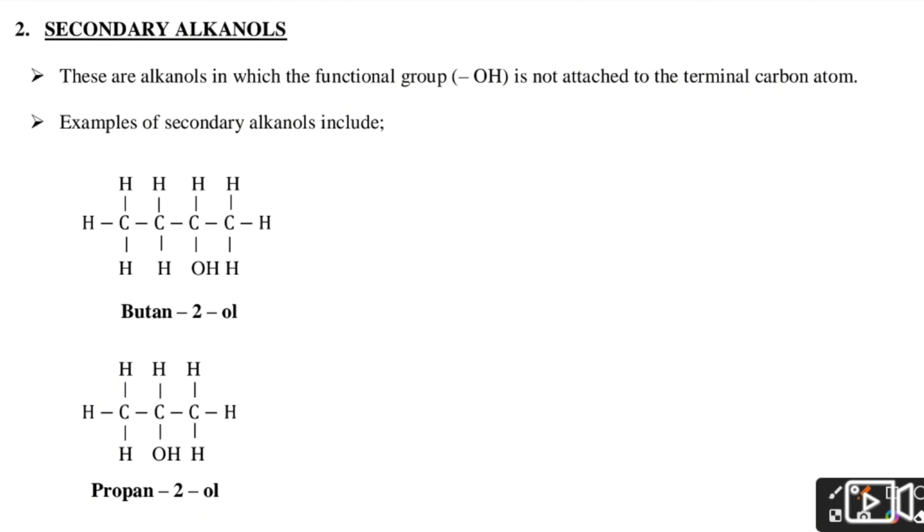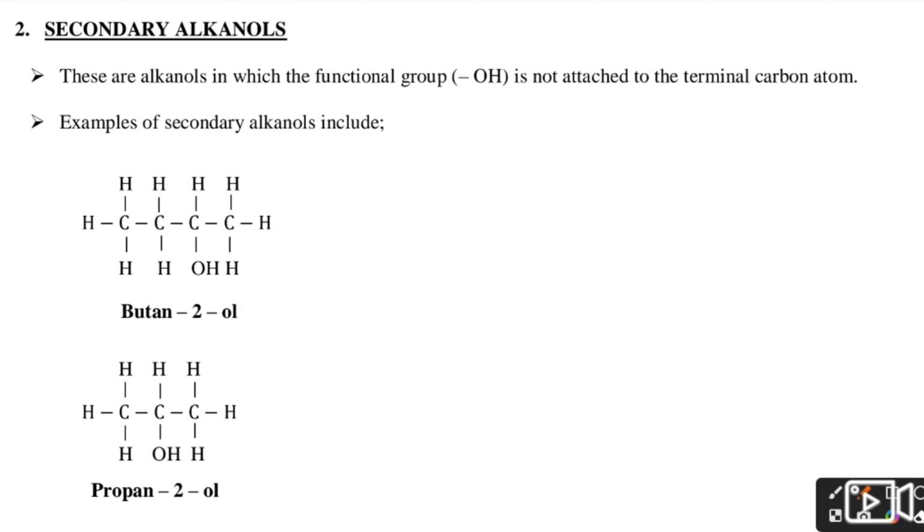So number two, let's proceed to secondary alkanols. These are alkanols in which the functional group, that's the OH group, is not attached to the terminal carbon atom. That means it is attached to the middle carbon atoms. Examples of secondary alkanols include butan-2-ol. Check now, the first carbon is here and the last carbon is here. They have no functional group.